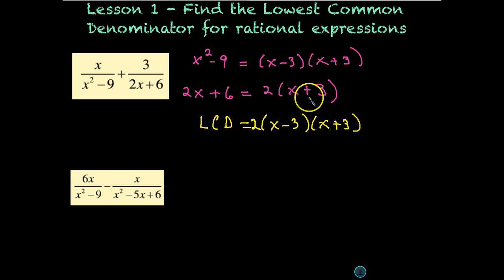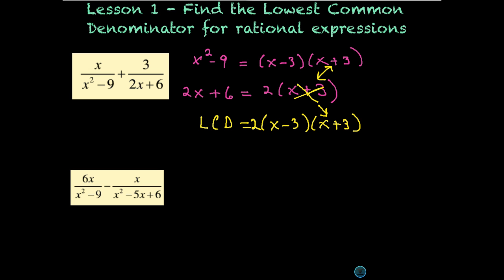Then I have an x plus 3, but notice I already have one x plus 3, so this one's already accounted for. I don't need the extra one. So my lowest common denominator for these 2 rational expressions is 2 times x minus 3, x plus 3. Remember that I already have one x plus 3 in the x squared minus 9, and I have one in the 2x plus 6, so it's already accounted for here. All right, let's look at the bottom one.